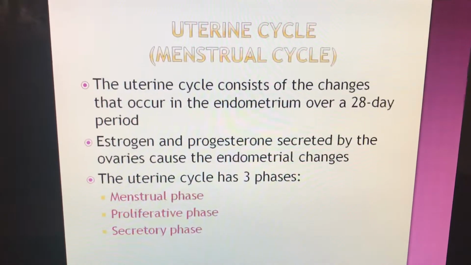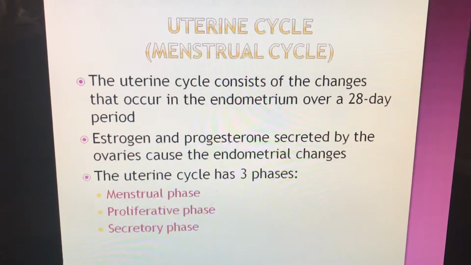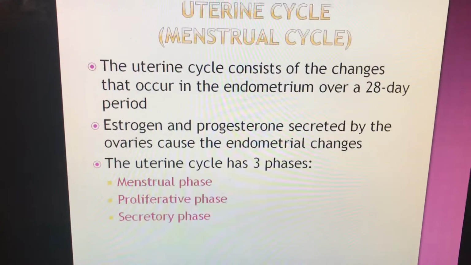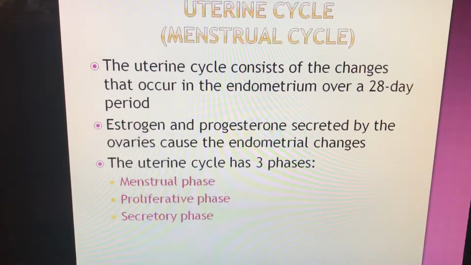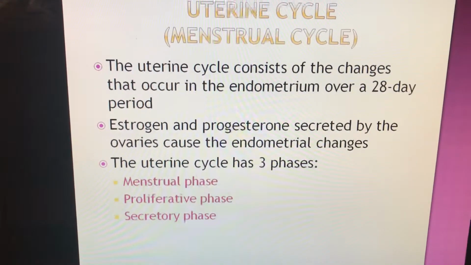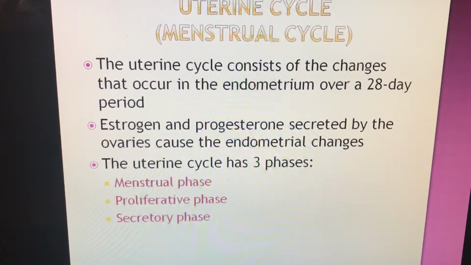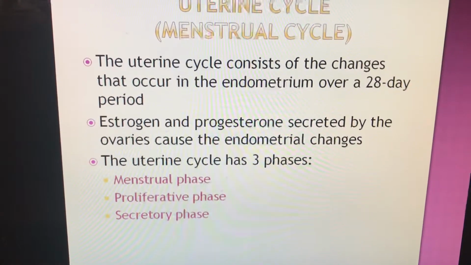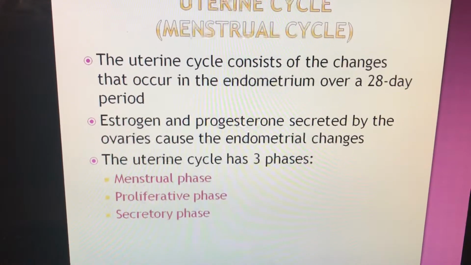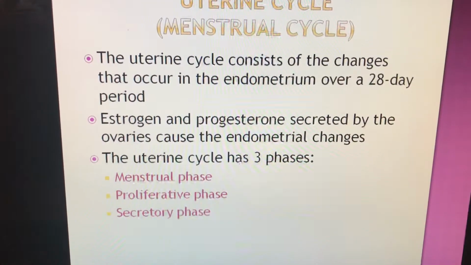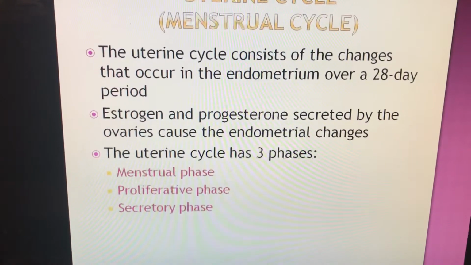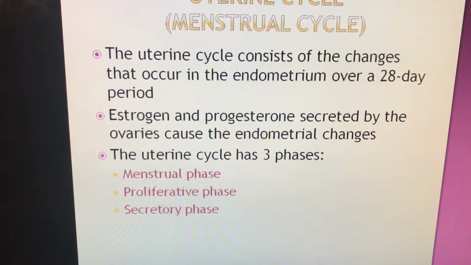Next, you have the uterine cycle. This is the menstrual cycle. The uterine cycle consists of changes that occur in the endometrium over a 28-day period. Estrogen and progesterone secreted by the ovaries cause the endometrial changes. And so this cycle has 3 phases: the menstrual phase, proliferative phase, and the secretory phase.